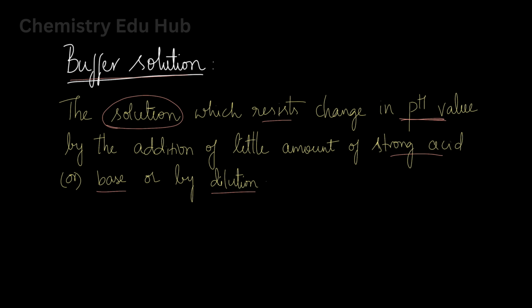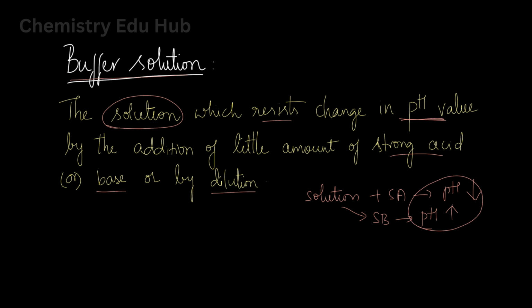What does this mean? Suppose to a solution you add a strong acid, what happens to its pH? The pH will drop. Suppose for the same solution you add a strong base, then the pH is going to increase. So in order to maintain the pH within a certain range, we add buffer solutions. When there is a buffer and you add a small amount of strong acid or strong base, there will be a resistance to the change in pH.